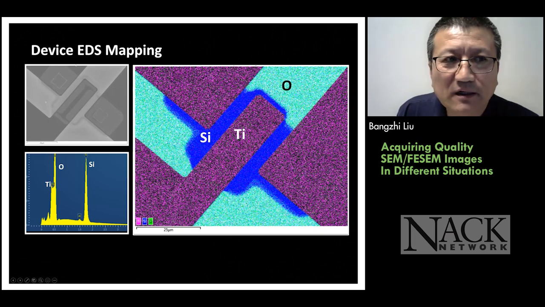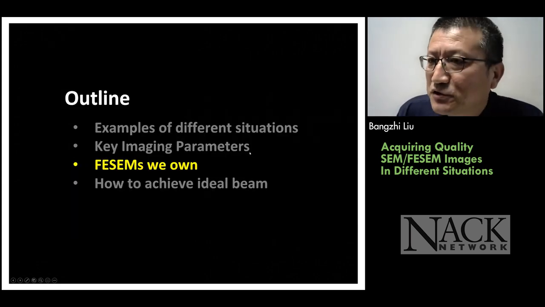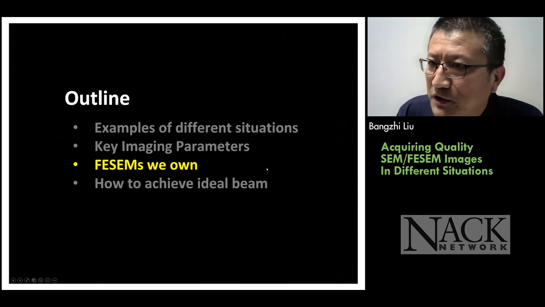So when you use EDS mapping, it can tell you where the silicon is, where the metal gate is, and where the oxide is. Next we're going to talk about the actual SEMs we have inside our clean room.